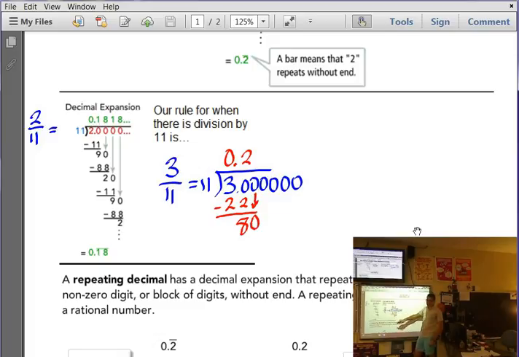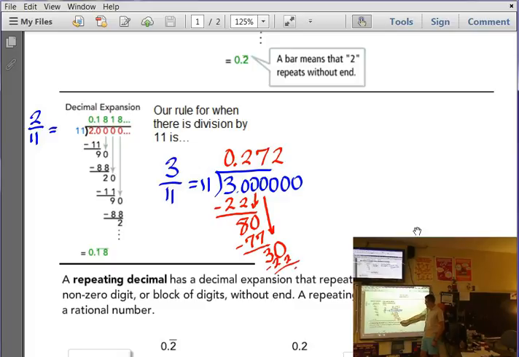I drop down a 0. Since 11 can't go into 8, it goes into 80. Can 11 go into 80? Yeah. 7 times would give me 77. I love that. Now I get a 3, so I drop down my 0, and I get 30. Can 11 go into 30? Yup, 2 times. Gives me 22.